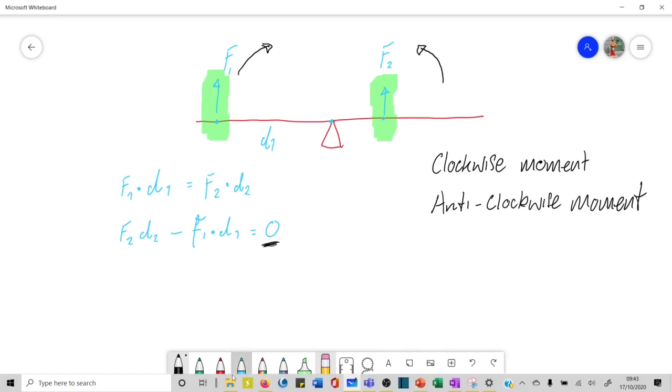Now I've just noticed that I haven't put D2 in, my mistake. So we can see that the forces would be different because the distances are different, but we still have balance, we still have equilibrium.